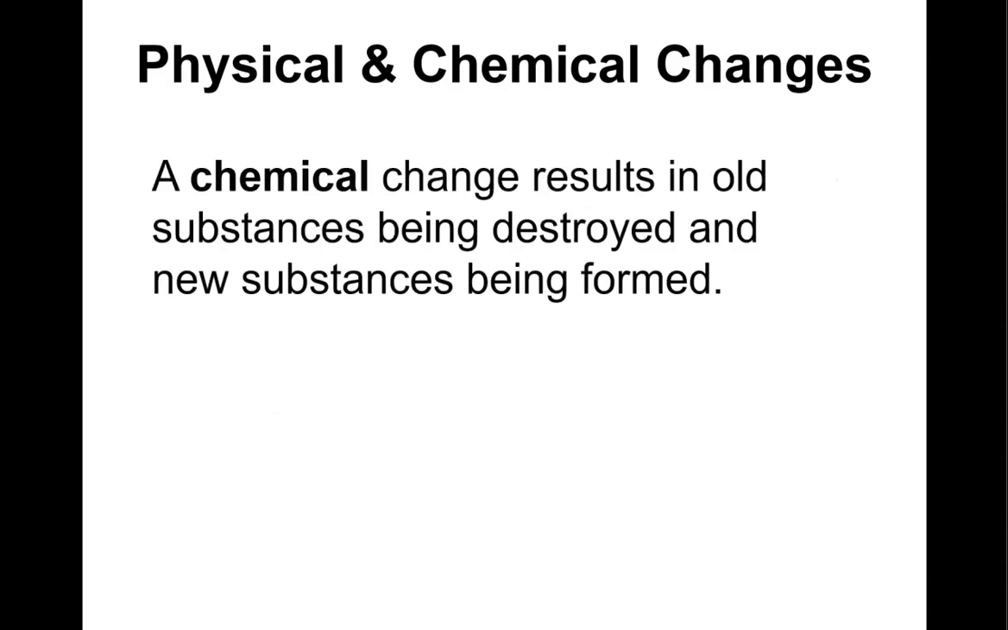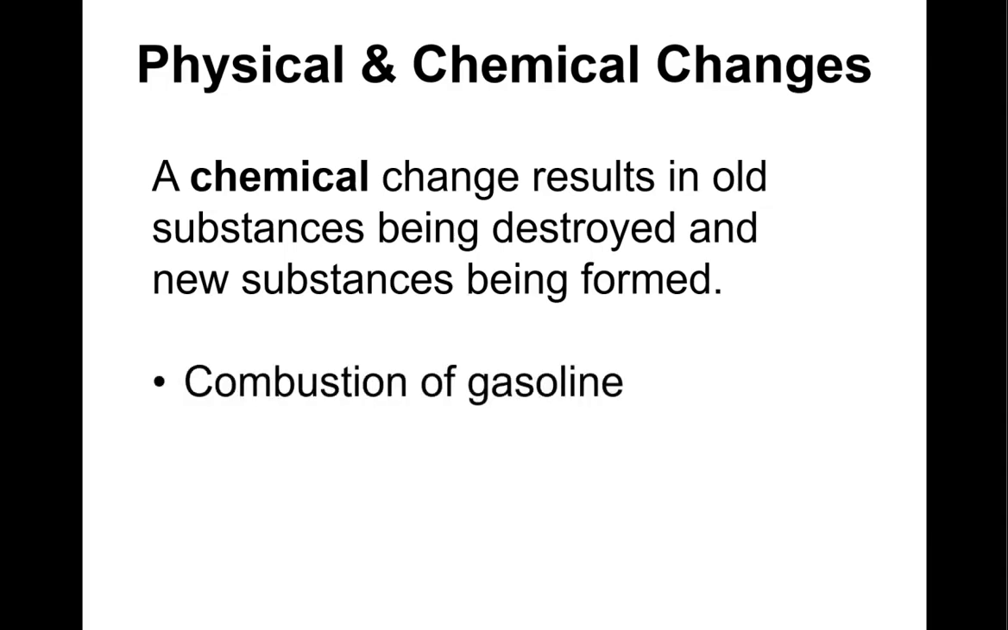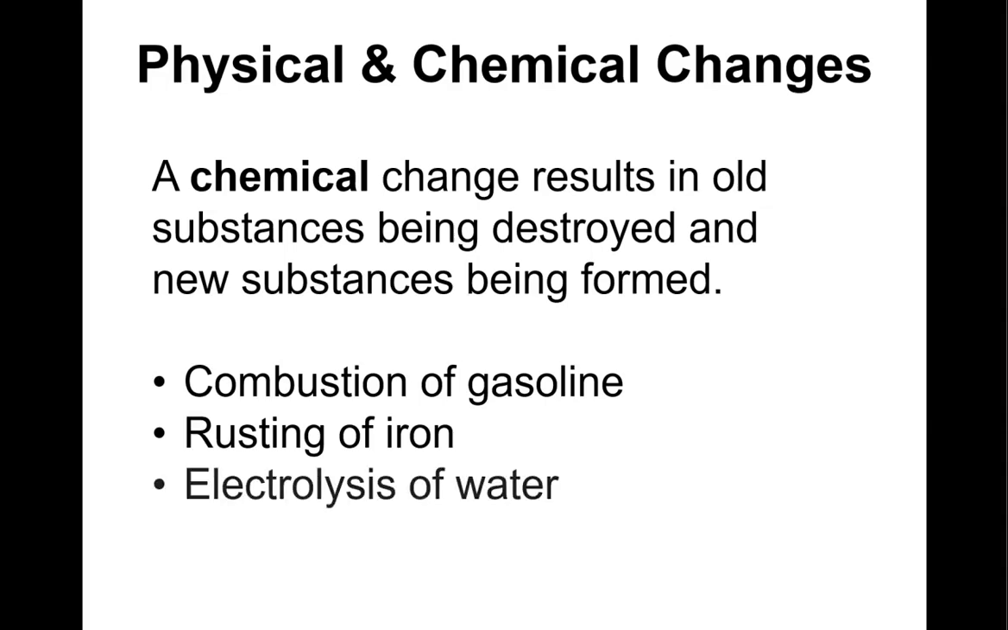A chemical change is going to result in an old substance being destroyed and new substances being formed. So I mentioned combustion of gasoline, and that's the most obvious example. Burning stuff is the most obvious example of a chemical change. Iron will rust. Other metals will also oxidize or tarnish. Those are examples of chemical changes. I mentioned earlier that you can actually run an electrical current through water and generate hydrogen gas and oxygen gas. That would be an example of a chemical change because the water is actually being destroyed and turned into new substances. Okay, well, that's the end of the slides.